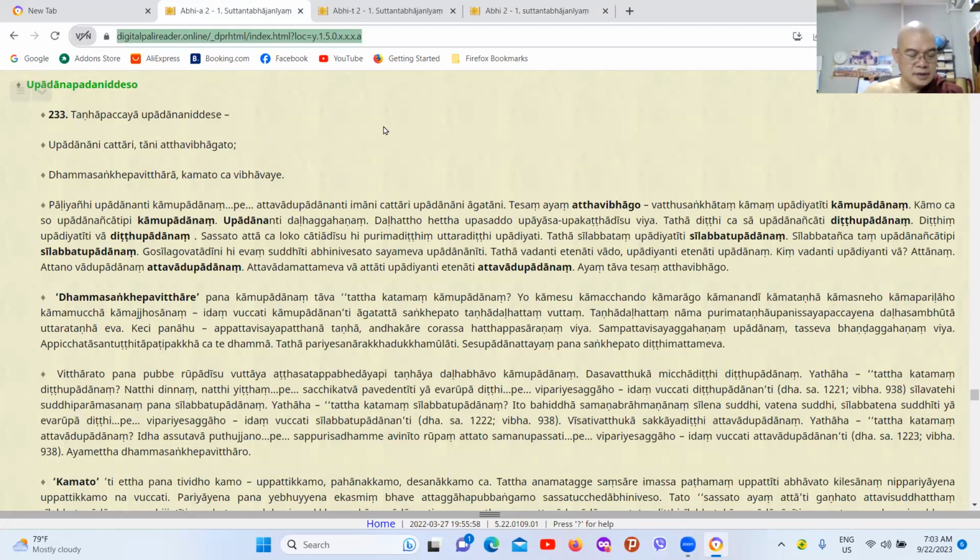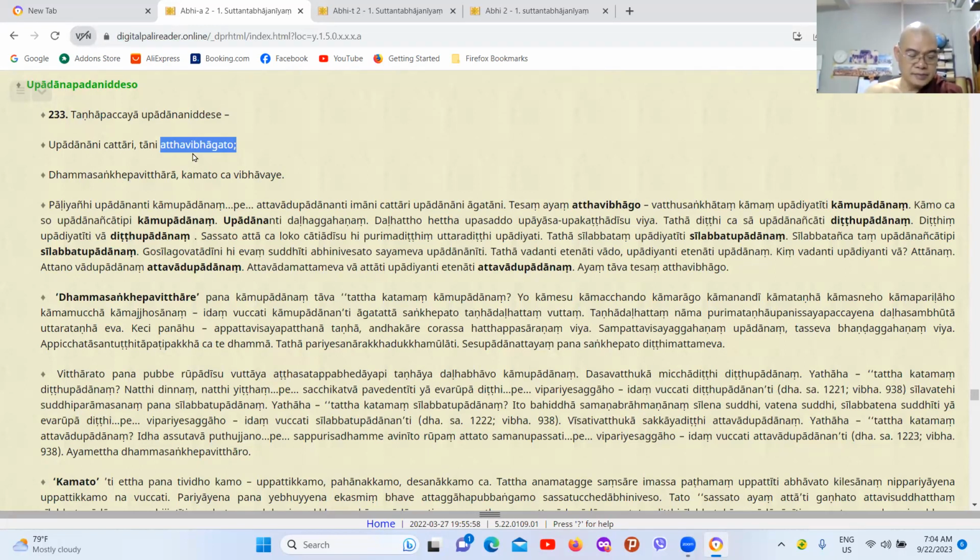Atthakatha here, the explanation of the Upadana, the description of Upadana. Upadanani Chattari. Upadanas are four. Tani Atthabhava to Vibhavaye. Atthavibhagato, Dhamma Sankhepa Vithara Kamato.